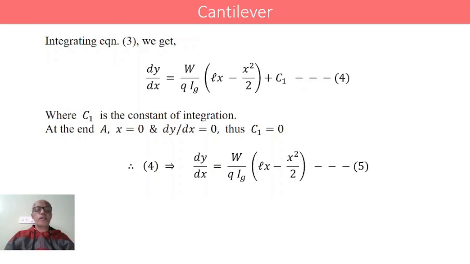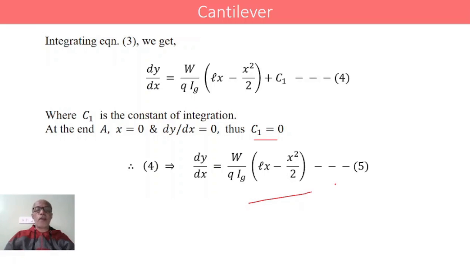At the fixed end A, x is 0 and dy/dx is also 0, and therefore, substituting, C1 becomes equal to 0. Therefore dy/dx is equal to W by Q Ig into (Lx minus x²/2). I call this equation 5.